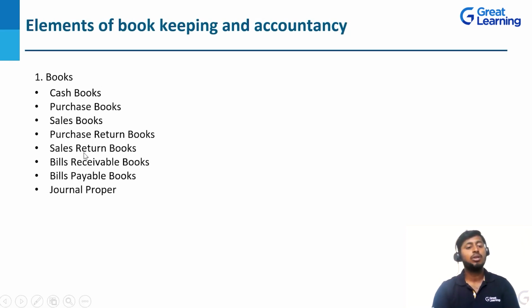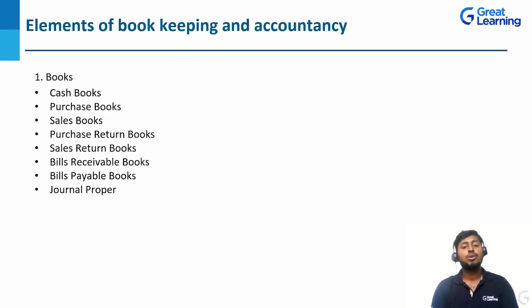So here we have the list of books they are going to maintain in the bookkeeping. That is: cash books, purchase books, sales books, purchase return books, sales return books, bills receivable books, bills payable books, and journal proper. So these are the 8 books the company needs to maintain in the bookkeeping. We'll see them one by one.